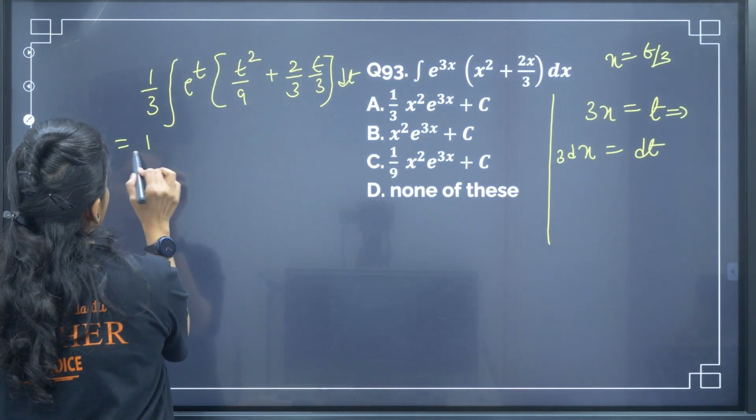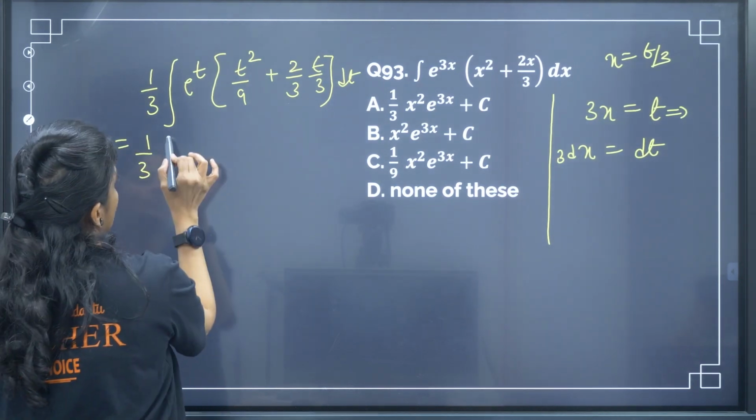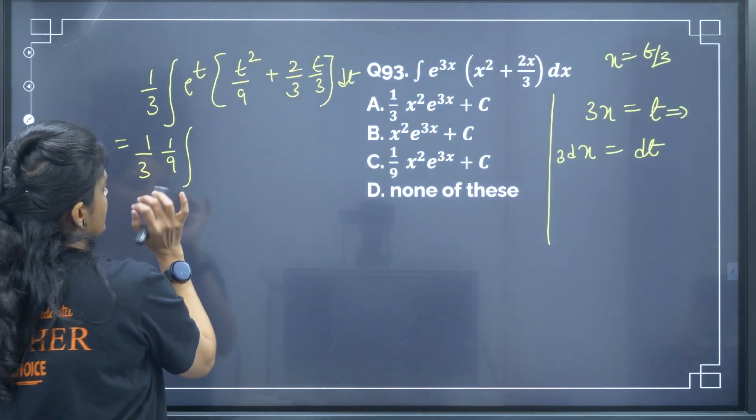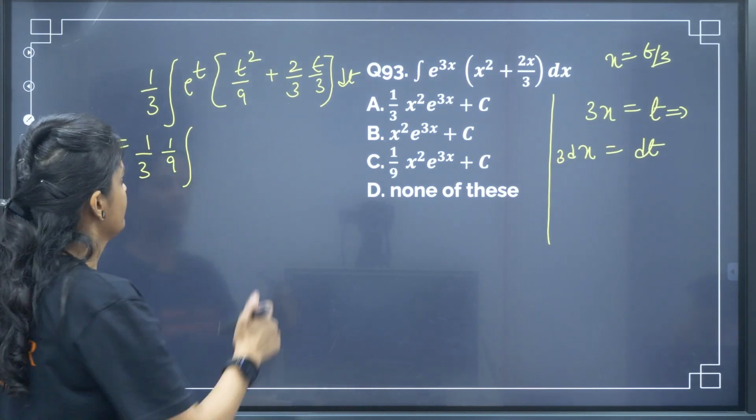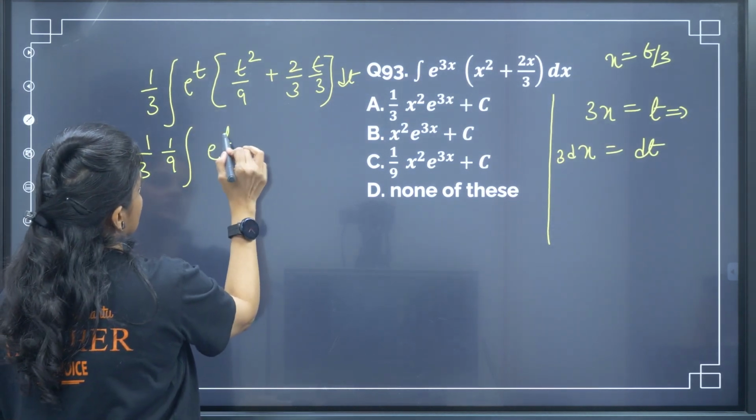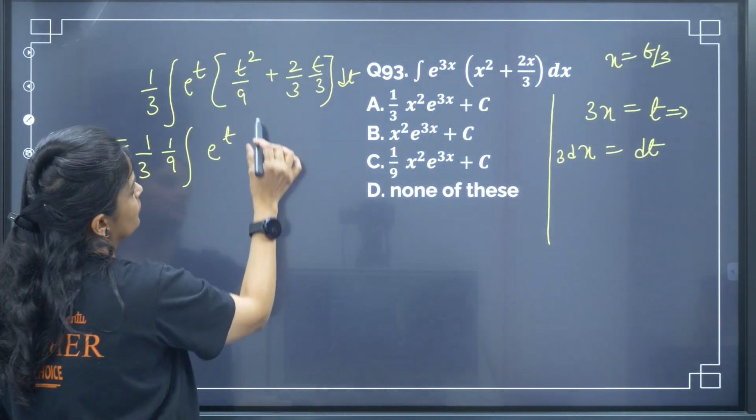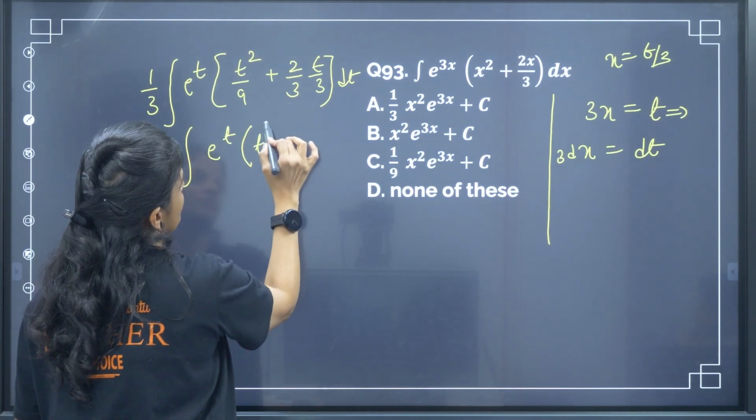Now what is common in this? 9 is common, take it out. So 27 we have outside, 1 by 27. See inside what we have here: integral of e to the power of t and t square plus 2t.